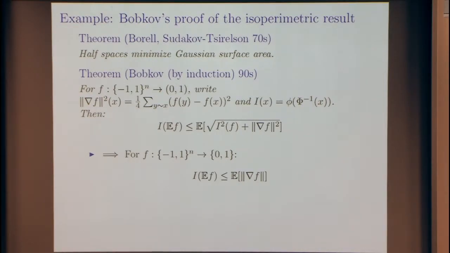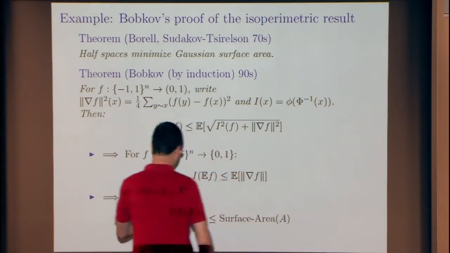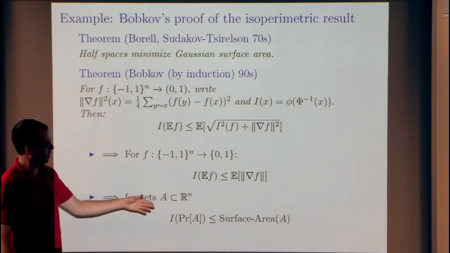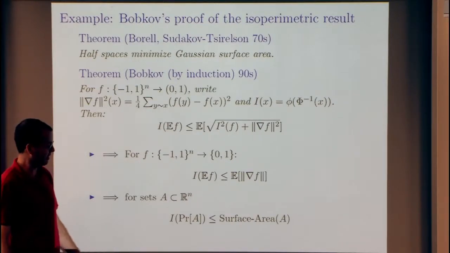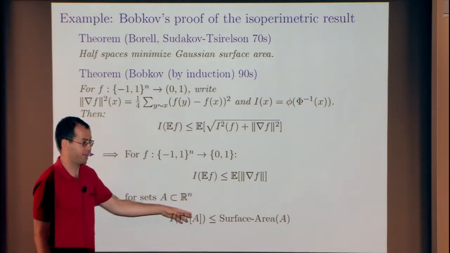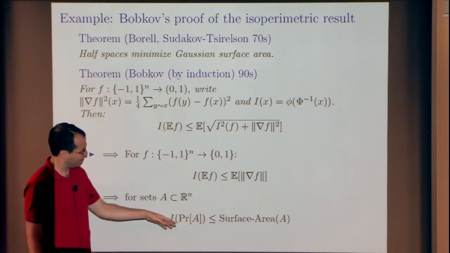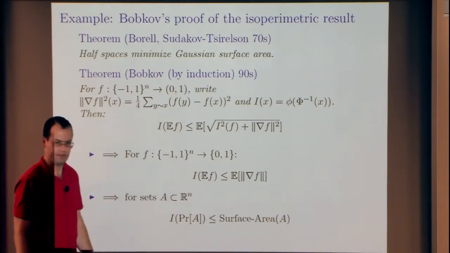And indeed, it's not hard to see, if you do your central limit theorem correctly, that this statement implies pretty easily that for every set in R^n, I of the probability of the set is a lower bound for the surface area of the set, and this inequality is exactly Borell's inequality. It is exactly the Borell and Sudakov-Tsirelson inequality for the Gaussian surface area of a set.